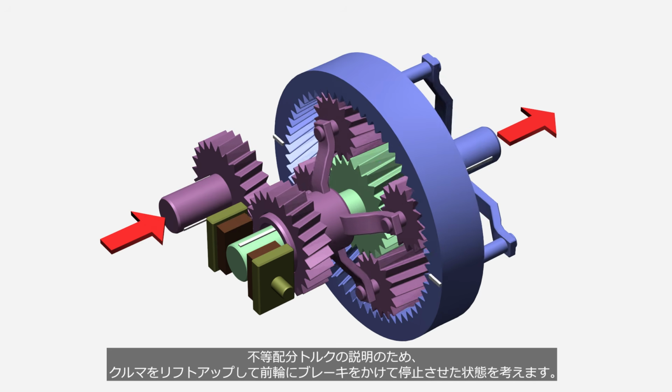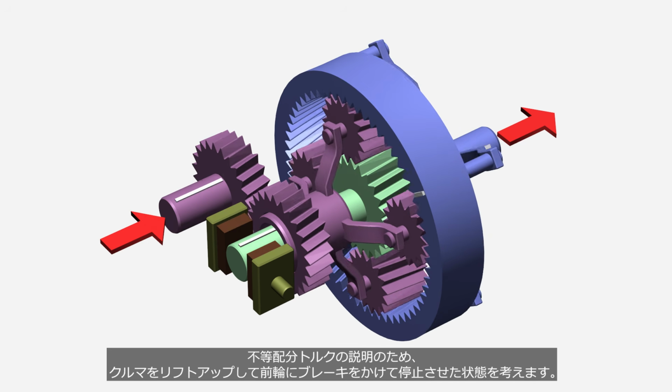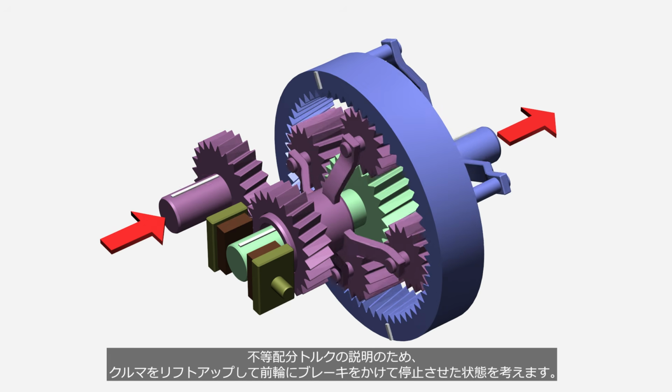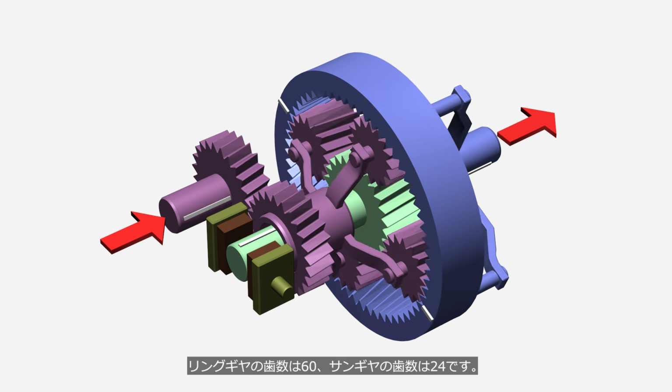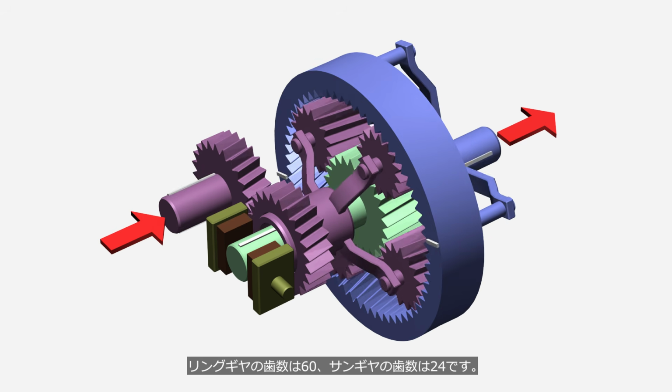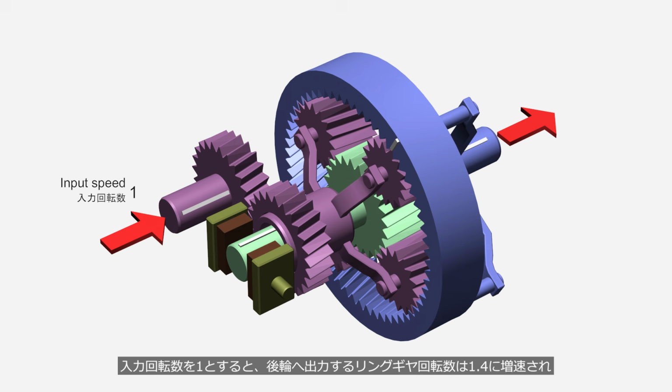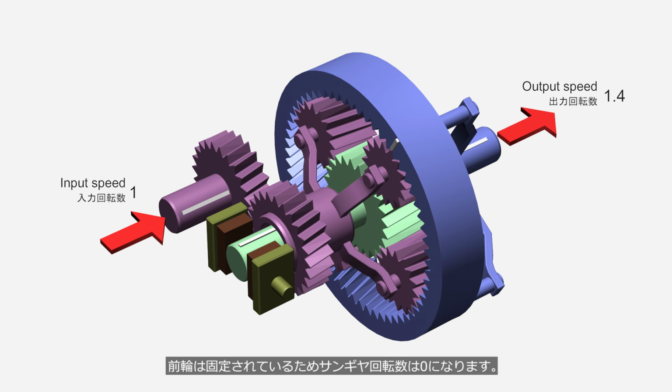To explain uneven torque distribution, let us consider a vehicle raised on a lift, with the front wheels held stationary by applying a brake. The ring gear has 60 teeth, and the sun gear has 24 teeth. If the input rotational speed is set to 1, the ring gear speed output to the rear wheels is increased to 1.4, while the sun gear speed is 0 because the front wheels are held stationary.